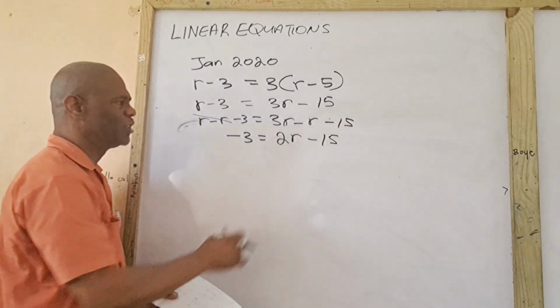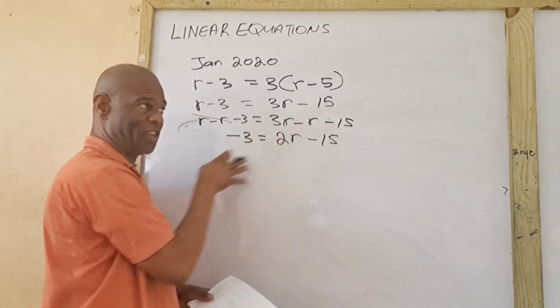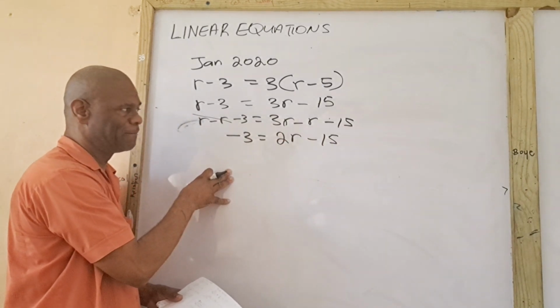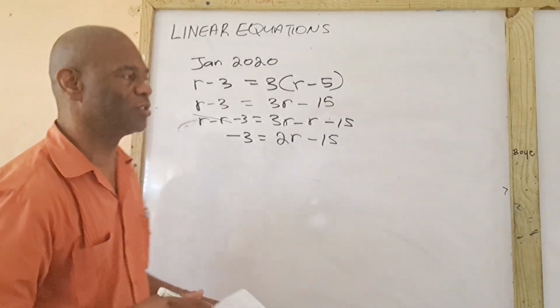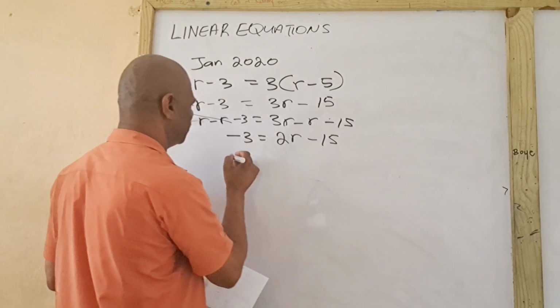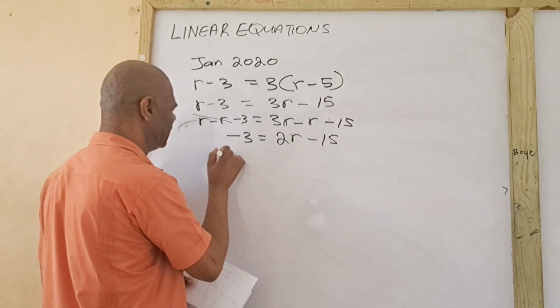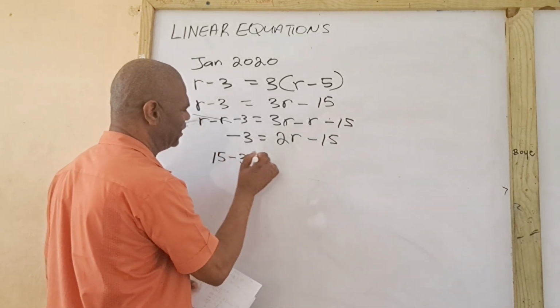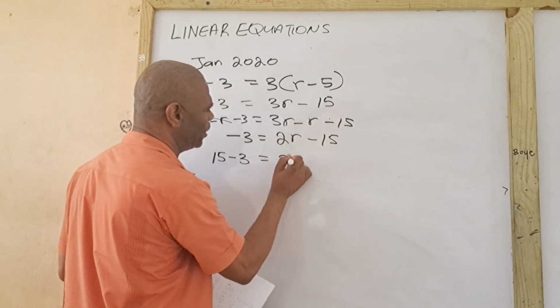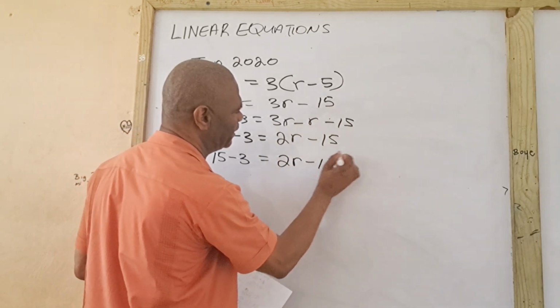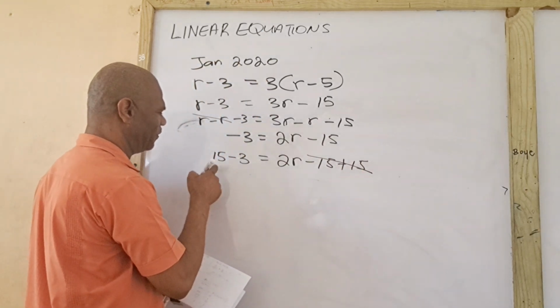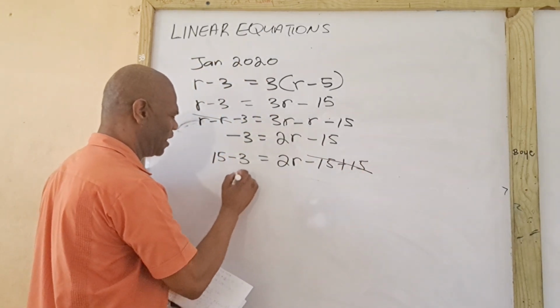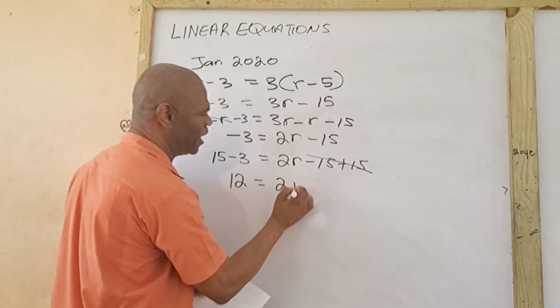Right? Now we need to get this 15 over here. Now how do we do that? So we are going to do what? We are going to, very good, we are going to add 15 to both sides of the equation. And so we have 15 minus 3 equals 2r minus 15 plus 15. Right, so these cancel. We're left with 15 minus 3 is 12 equals 2r.